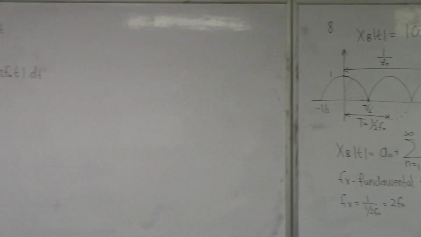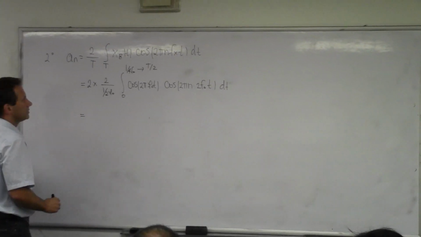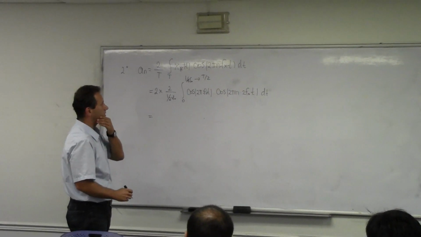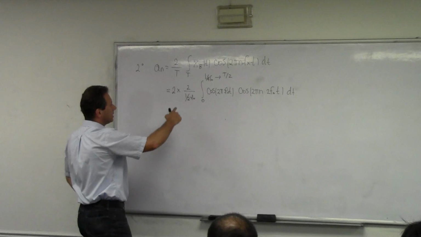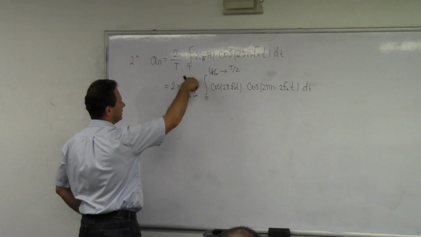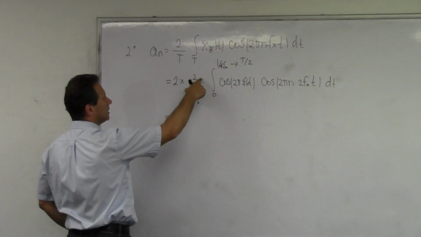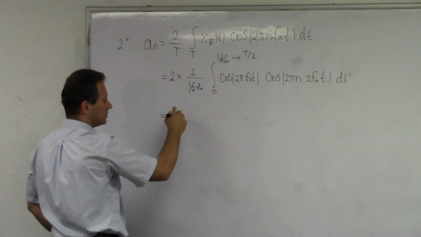Now, this integral will take a couple of steps, but it's a simple integral. You just have to be careful not to mess up the trig identities. The way to deal with this is, let's tidy this up. So this is going to be 2 times 2 times 2, 8f0.